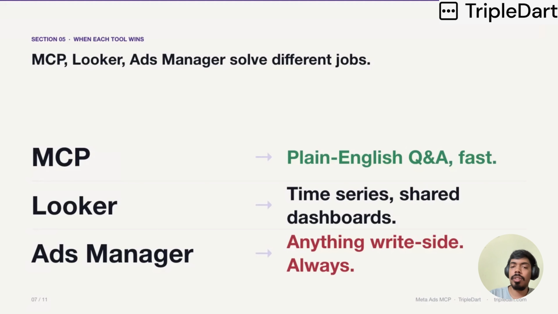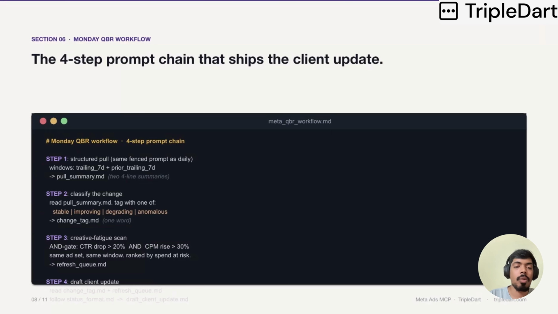Ads Manager is a non-negotiable for everything that touches the ad line. Creating a campaign, editing budgets, pausing ads, anything right side. The MCP should be a read layer. For us, Ads Manager is the only place that we trust right side actions by humans with the change history Meta logs.